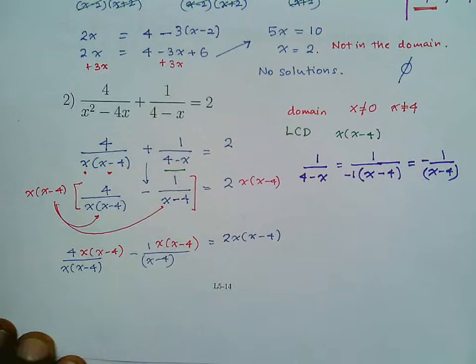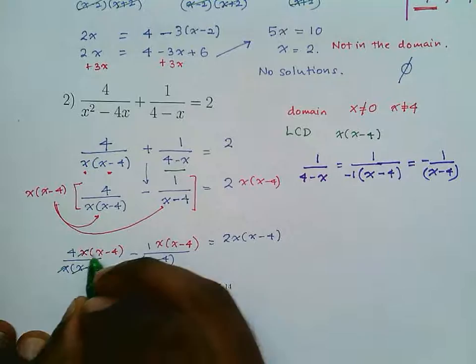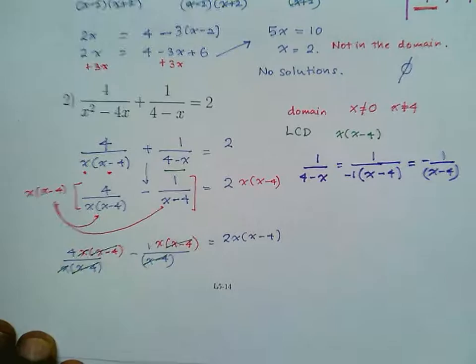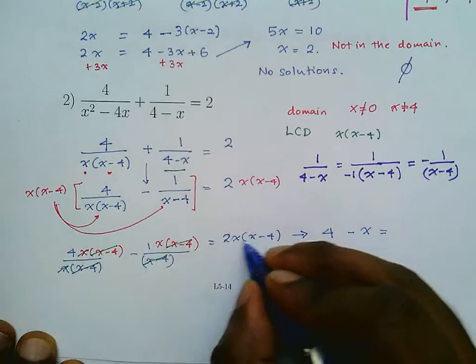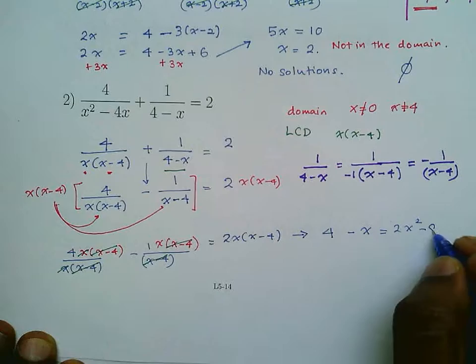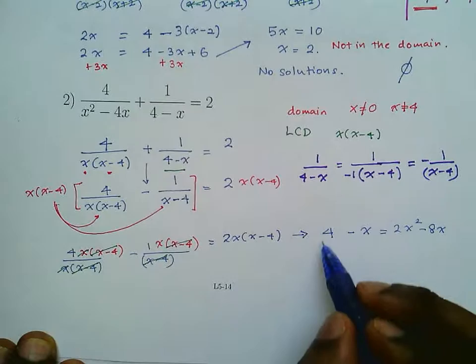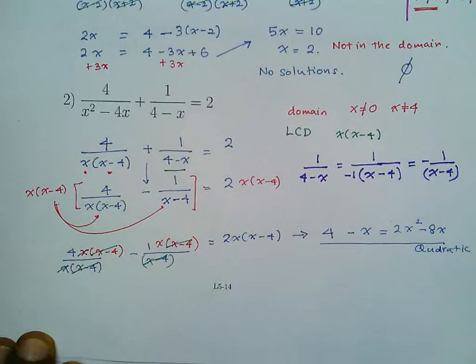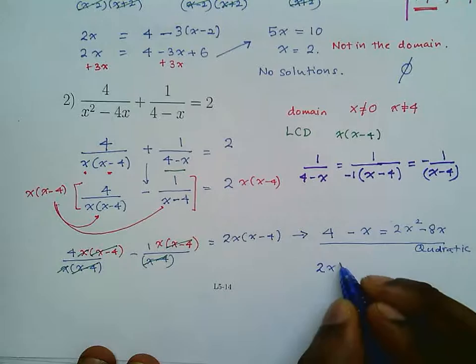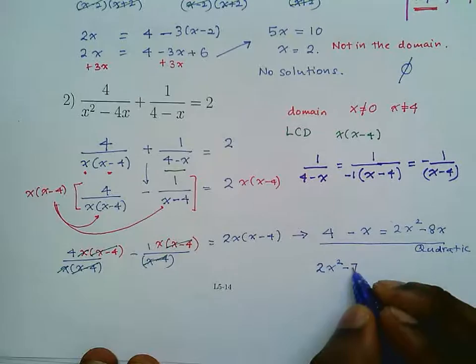Now feel free to cancel the things that look cancelling. These two cancel off, these two cancel off, these two cancel off. And on the right hand side, you can actually do the multiplication. So you should end up with 4 minus x is equal to 2x times x is 2x squared, 2x times negative 4 is minus 8x. So right now, what we see here is a quadratic equation. You can see x squared, x terms, and 4. So you need to bring everything to one side. So I would have 2x squared minus 8x plus 8 plus x, that would be minus 7x. And then you bring over to the other side, you get this.